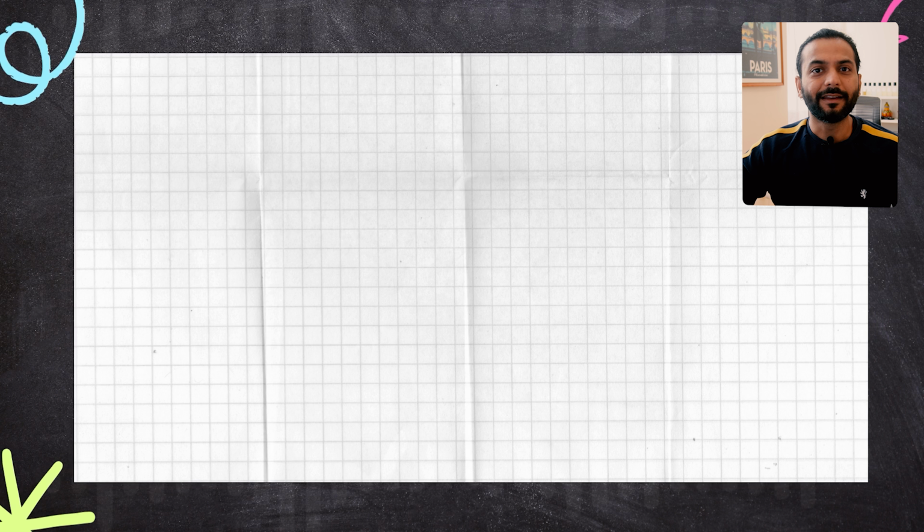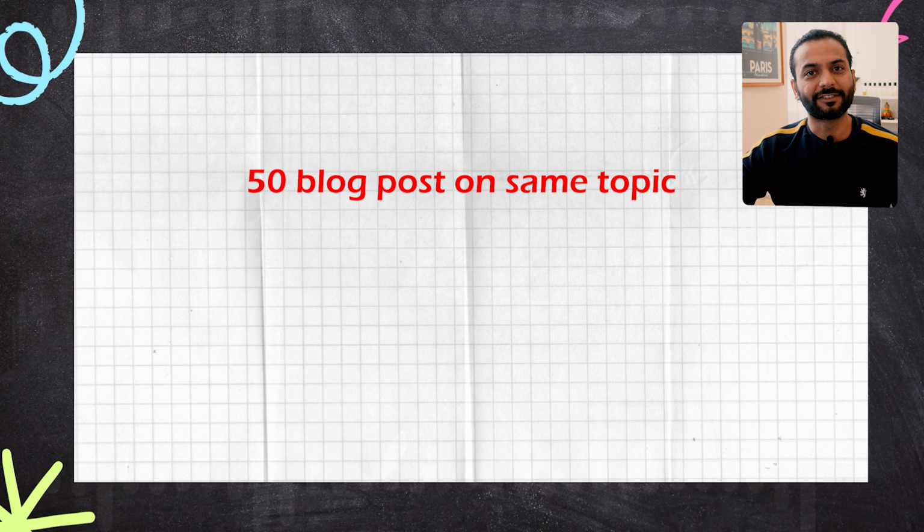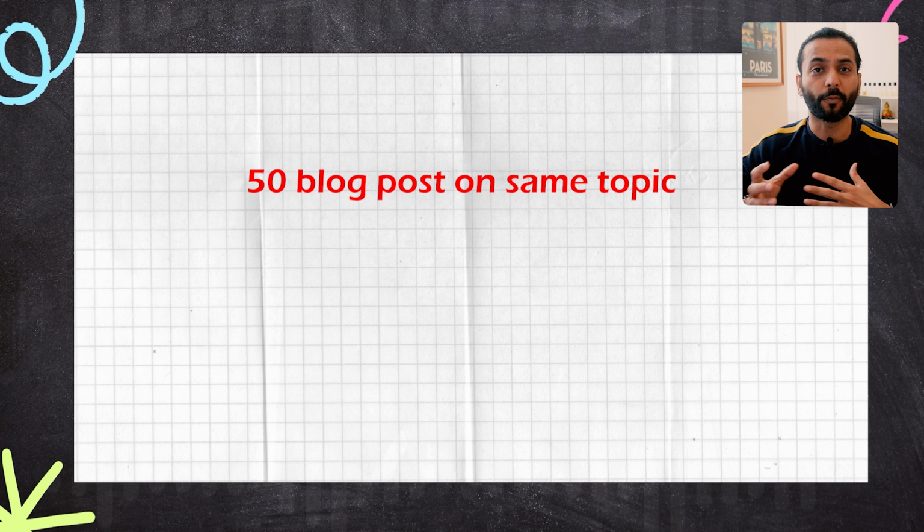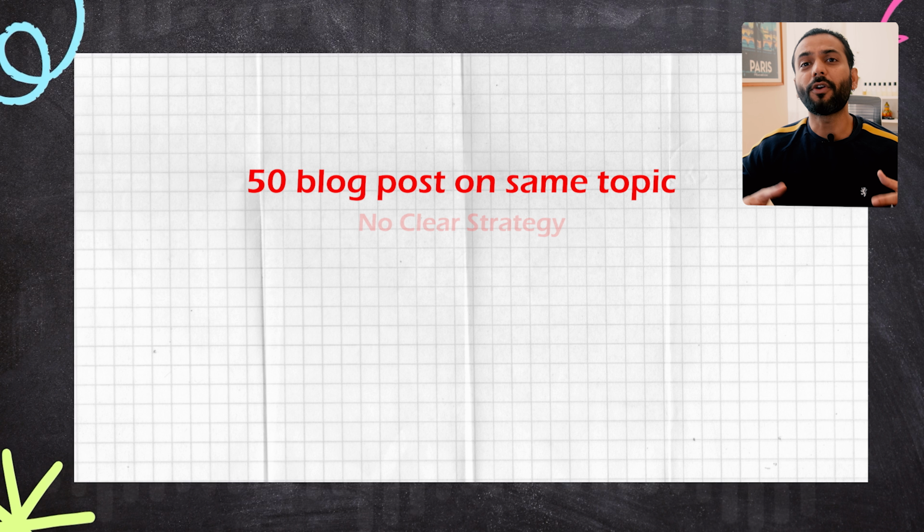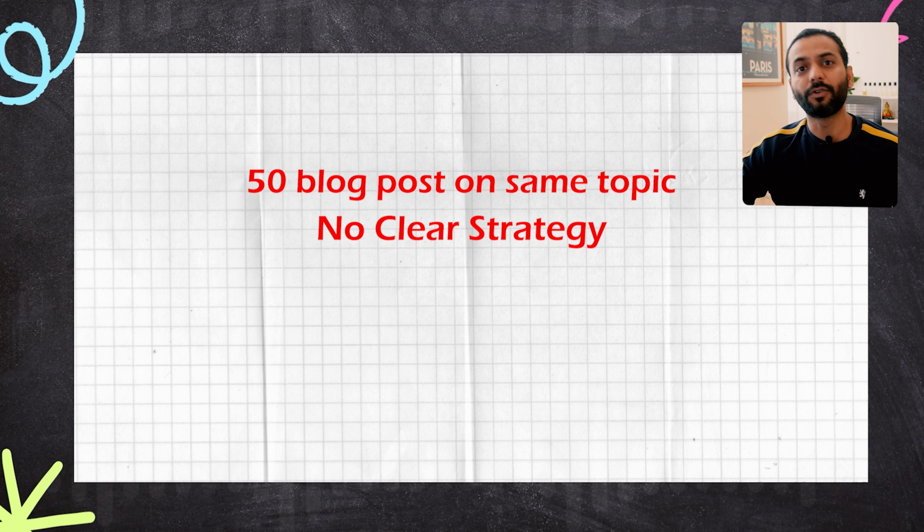I see a lot of people write 50 blog posts about the same topic. For example, they just write 50 blog posts about exercise. They don't cover health and nutrition enough, or they don't talk about mental wellness, they don't talk about gym equipment, they don't talk about protein powders. They just write all the blog posts on one topic, or they do not have a clear strategy. They just keep writing blog posts on whatever topic comes to their mind.